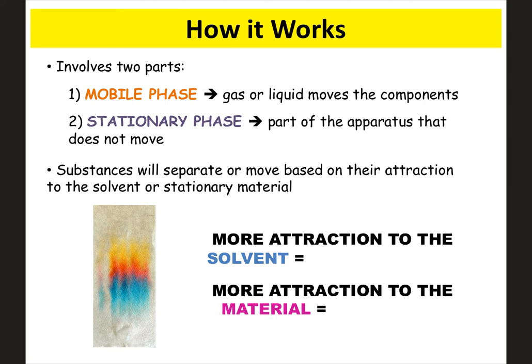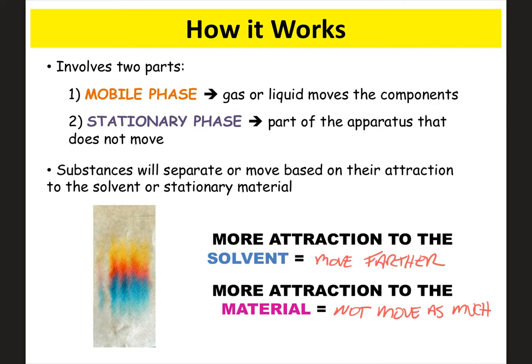So if a substance has more of an attraction to the solvent or the liquid, it's going to move farther. Okay, it's going to travel with the solvent and it's going to move up the, in this case, paper a lot further. If a substance is more attracted to the stationary phase or the material, it's going to not move as much. Okay, so it all depends here how attracted a particular substance is to the mobile phase or the stationary phase.